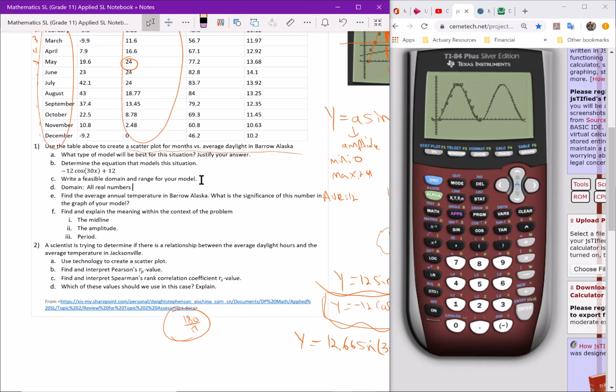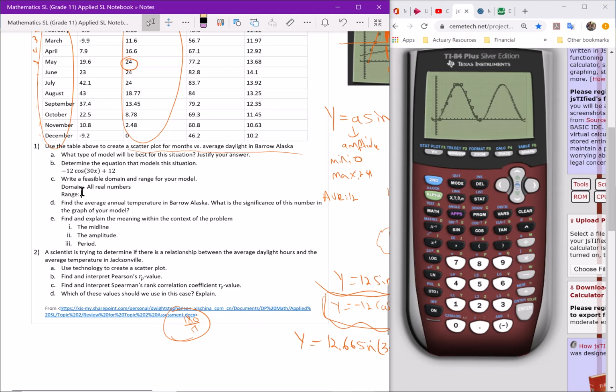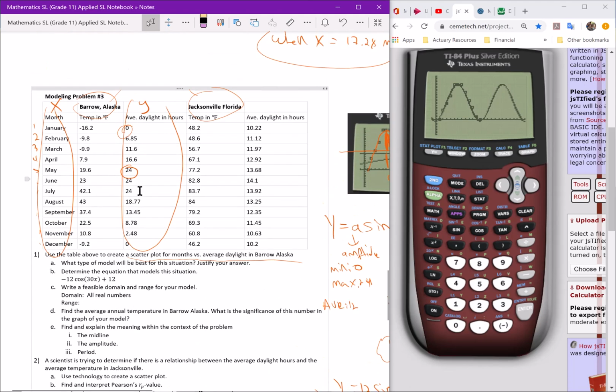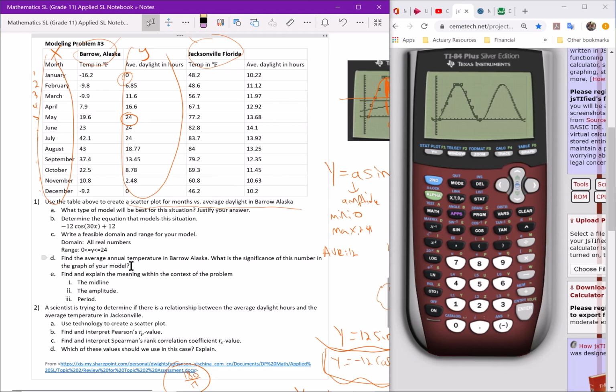5.75 would be like towards the end of May. Right, so you can plug in pretty much anything. The range is the y values, which in this case are the daylight hours. Daylight hours should not go below 0 and should not go above 24, right? Because if you do, you got a problem. You're not on Earth anymore.